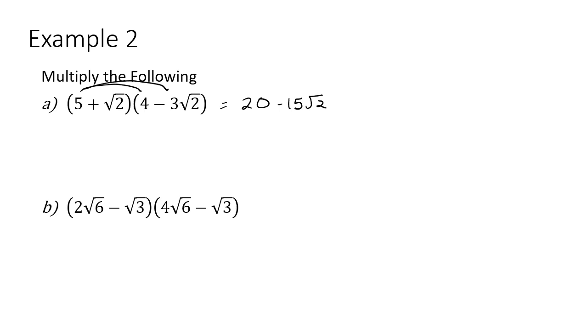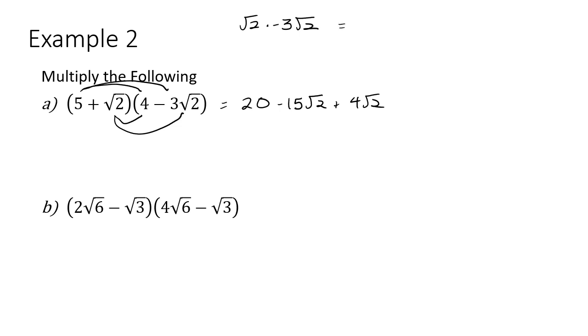And then for the square root of 2, we have square root of 2 times 4, so that would give us just 4 times square root of 2. Can't do much with that. And then we've got a square root of 2 times a minus 3 square roots of 2. So let's think about what's happening there. Square root of 2 times a negative 3 square roots of 2.